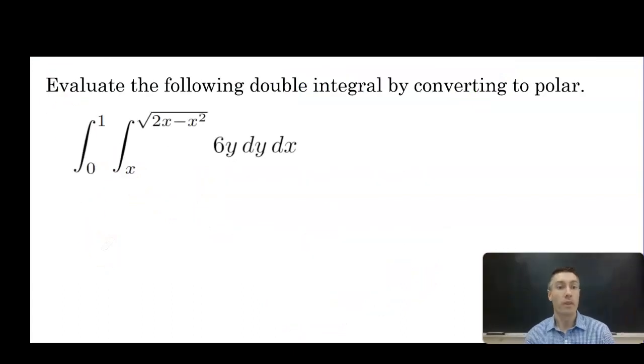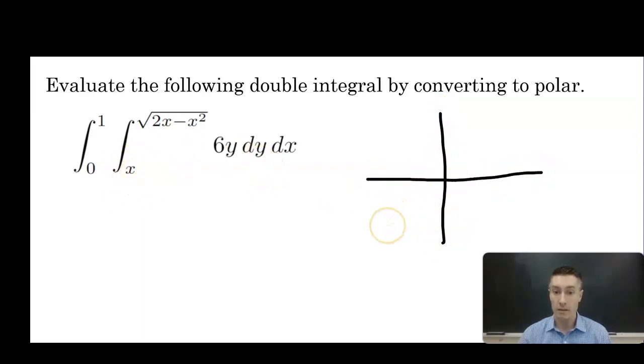Last example, double integral of 6y dy dx, where y goes from 0 to the square root of 2x minus x squared, and then x goes from 0 to 1. So if we notice, there's a slight difference in that upper bound with the x there that's going to change the region that we're integrating over. So let's draw out our axes. First thing we want to do is visualize the region that we're integrating.